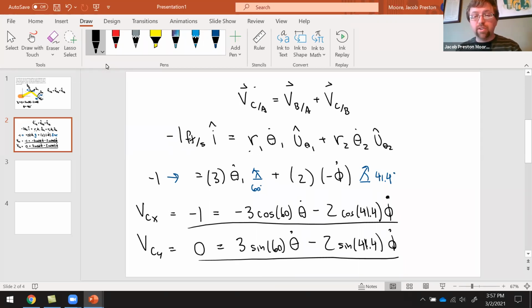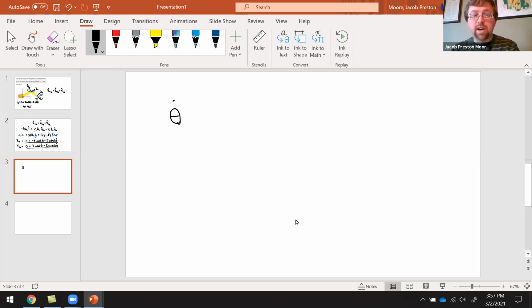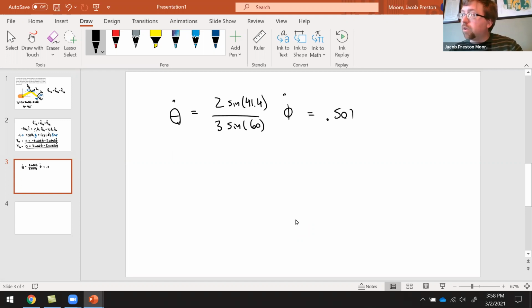So I'm going to take the y equation first and simplify that down. If I take that y equation and solve for theta dot, I would find theta dot is going to be equal to 2 times the sine of 41.4 times phi dot over 3 times the sine of 60. And so further simplify this down, theta dot is 0.509078 times phi dot.